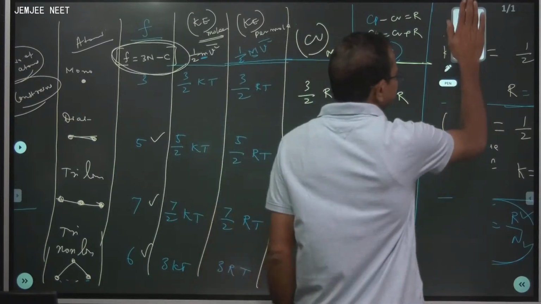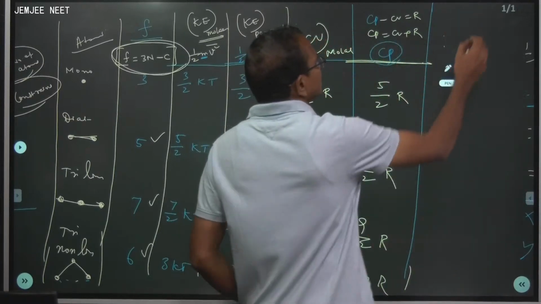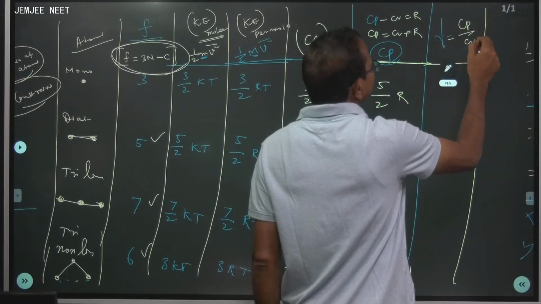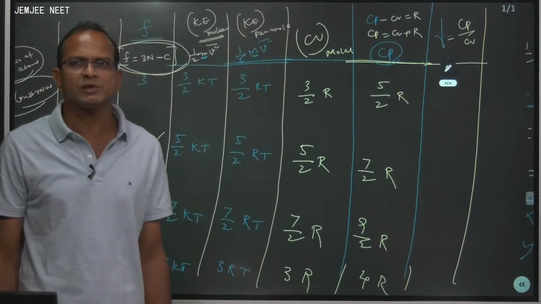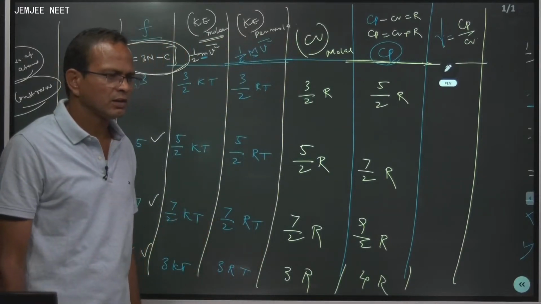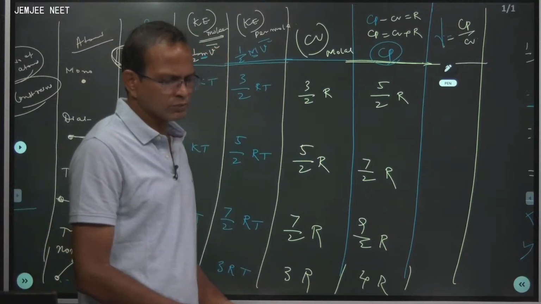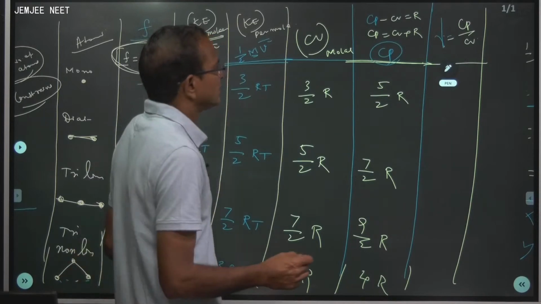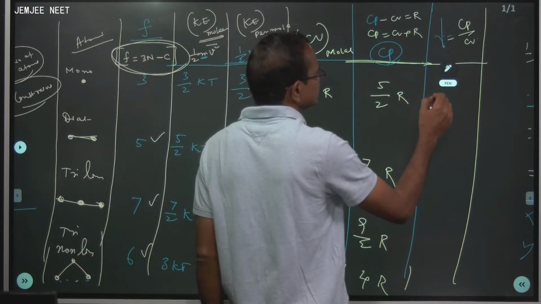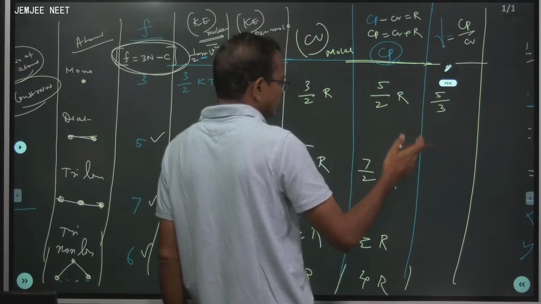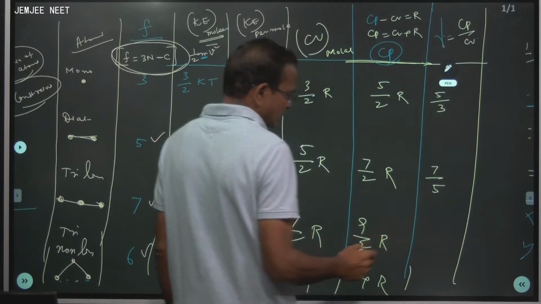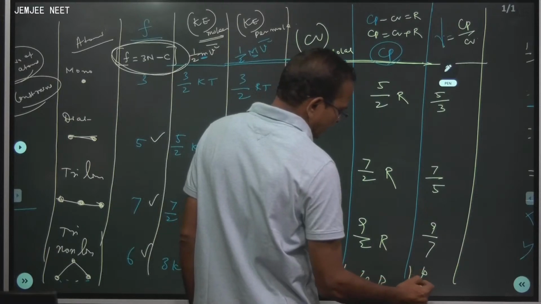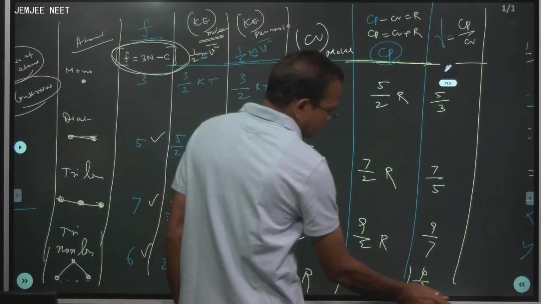Now we'll go for the gamma value. Gamma in thermodynamics is simply Cp by Cv. The ratio between the specific heats of two gases is what is called gamma. Now what is the gamma for a monoatomic gas? 5 by 3. How much is this? 7 by 5. 9 by 7. What's the last one? 4 by 3. Yes, 4 by 3 is the gamma value.